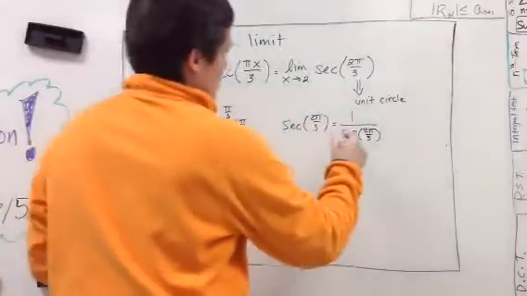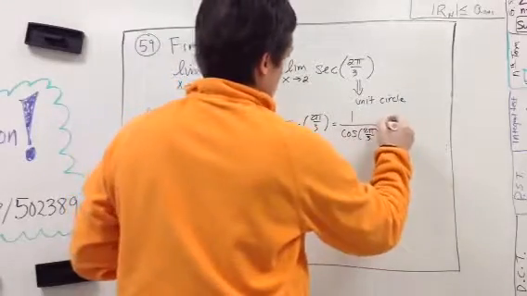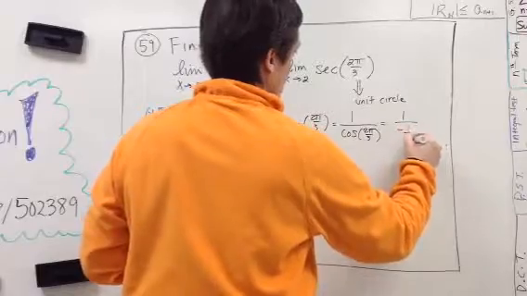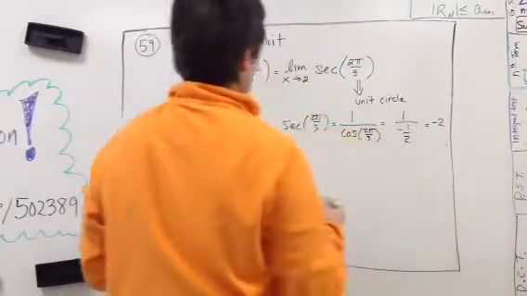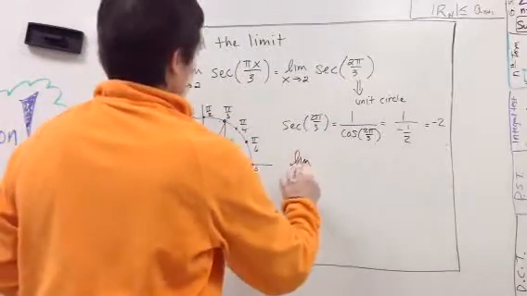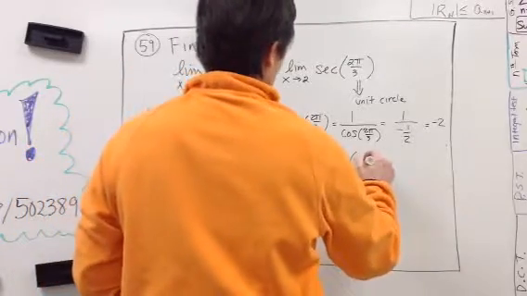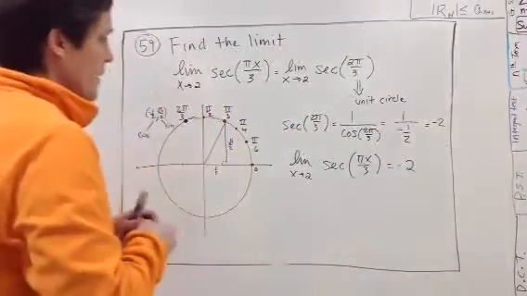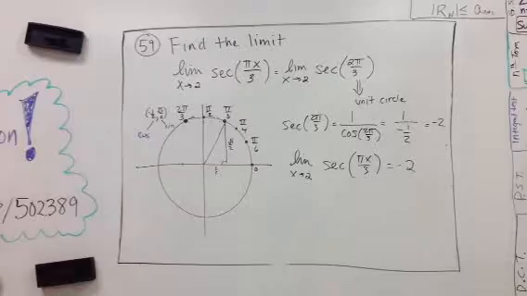So we have then 1 over negative 1/2, which would be then negative 2 for the limit. So the limit as x approaches 2 of the secant of pi x over 3 equals negative 2. So that's how you can use the unit circle to figure that out.